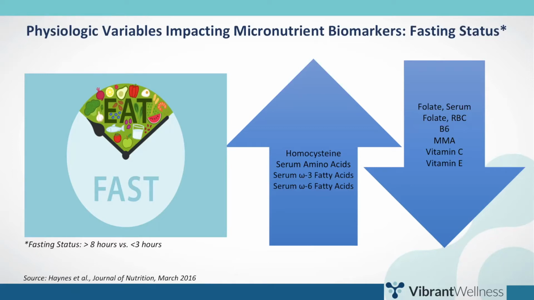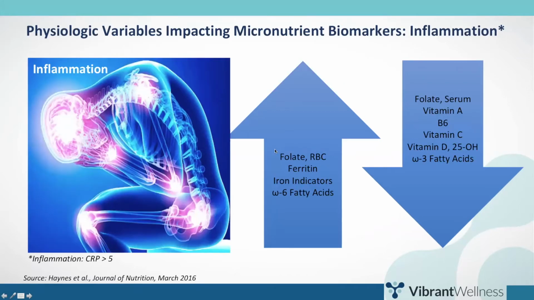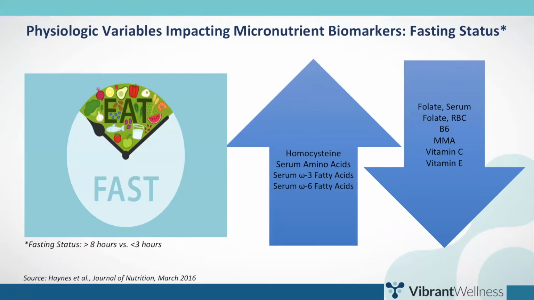But what they found was if you were fasting for greater than 8 hours, you will see higher levels of homocysteine as compared to 3 hours, higher levels of serum omega-3 fatty acids and omega-6 fatty acids. And actually, I see there's a little error on the slide; serum amino acid should actually be in the other column. I'm confusing myself here. If you're fasting for greater than 8 hours, you should expect to see higher homocysteine, higher serum omega-3 fatty acids, higher serum omega-6 fatty acids. I think I just reversed my arrows, so I'm going to move on and come back to this one.